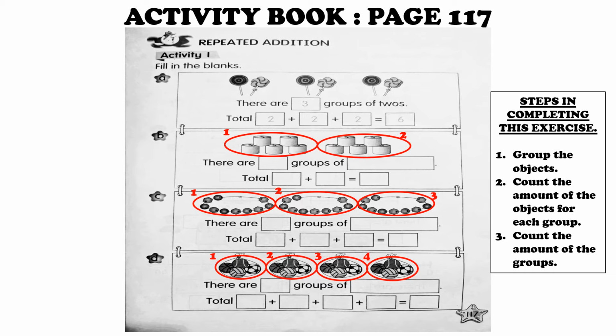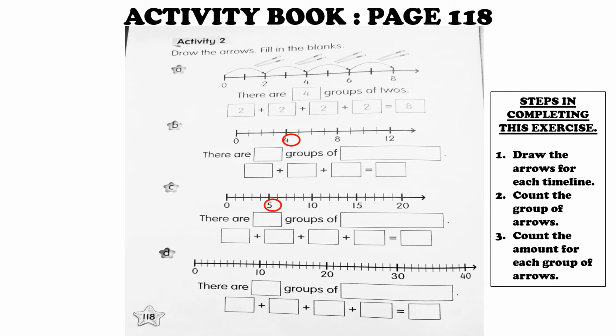Okay, everyone, now let's turn to the next page. Page 118. Read the instruction first. Draw the arrows. Fill in the blanks. Okay, before we do the exercise, now please read the steps in completing this exercise. Number 1, you need to draw the arrows for each timeline. Number 2, you need to count the group of arrows. Lastly, you need to count the amount of each group of the arrows. Okay, now the first one has been done for you.